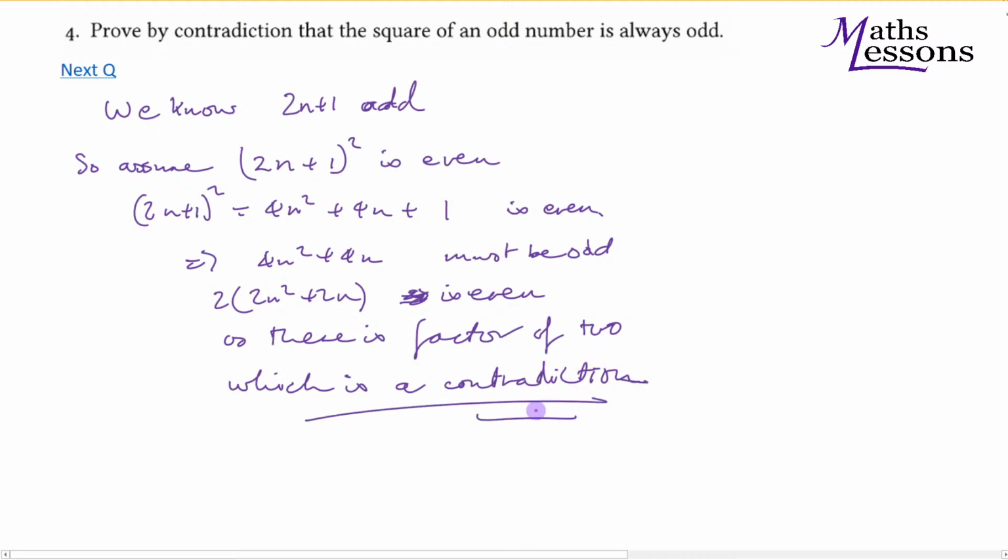So hence we've proved by contradiction that the square of an odd number is always odd.